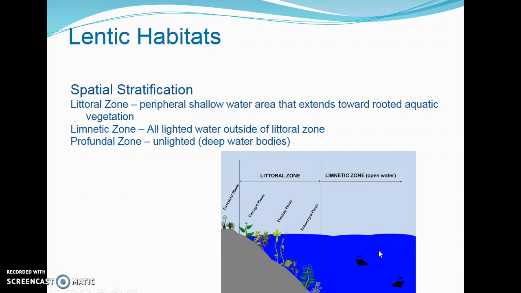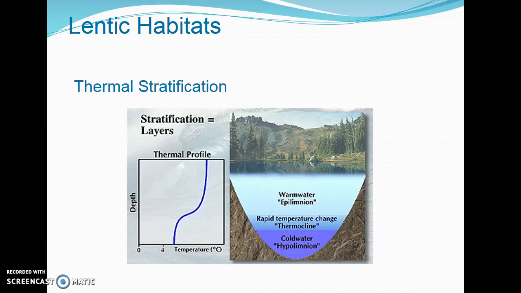Underneath that limnetic zone, which is not in my diagram here, that's called the profundal zone, and that is usually only in deep water bodies where the sun cannot penetrate that deep, so there's no photosynthetic activity going on that deep. Therefore, your oxygen levels would be lower down there. And the very bottom of any lentic habitat is called the benthic zone. It's just the bottom.